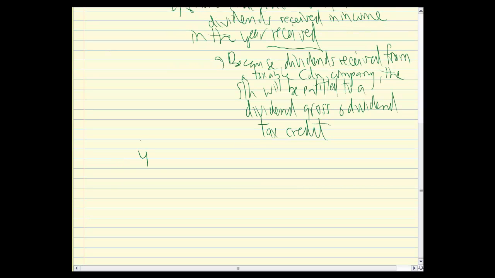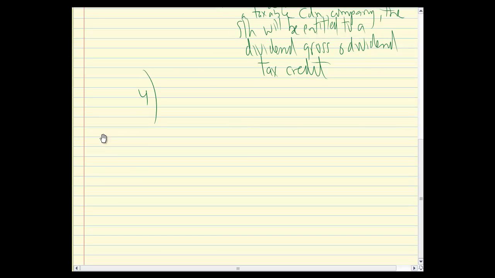Number 4. Okay, who wants to help me on the next item? So fixed asset transactions. Anybody want to start the next one?